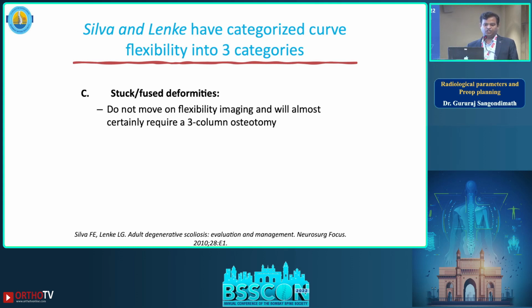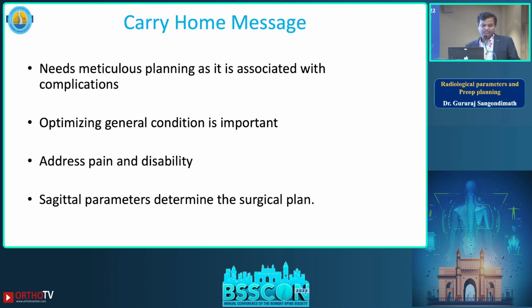But these deformities which are fused deformities which don't have any flexibility, I'll take just 30 seconds more, they do not move on any imaging, so they need some kind of 3-column osteotomy. So the carry home message: it needs meticulous planning, a lot of planning on the radiology, and as I mentioned, these patients have comorbidities. Dealing with them is more important as compared to doing surgery on them, and address the symptoms and the signs, and sagittal parameters ultimately determine your surgical plan.